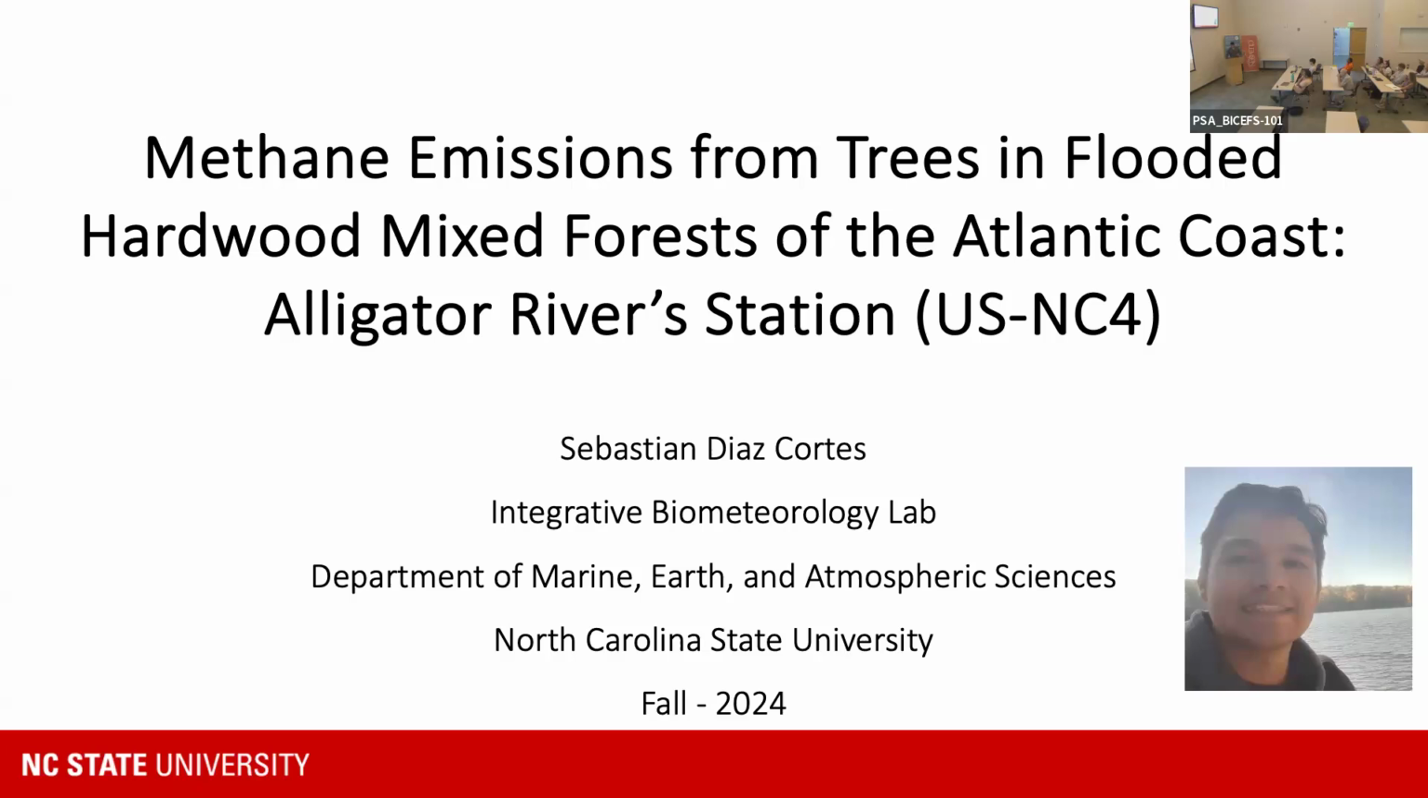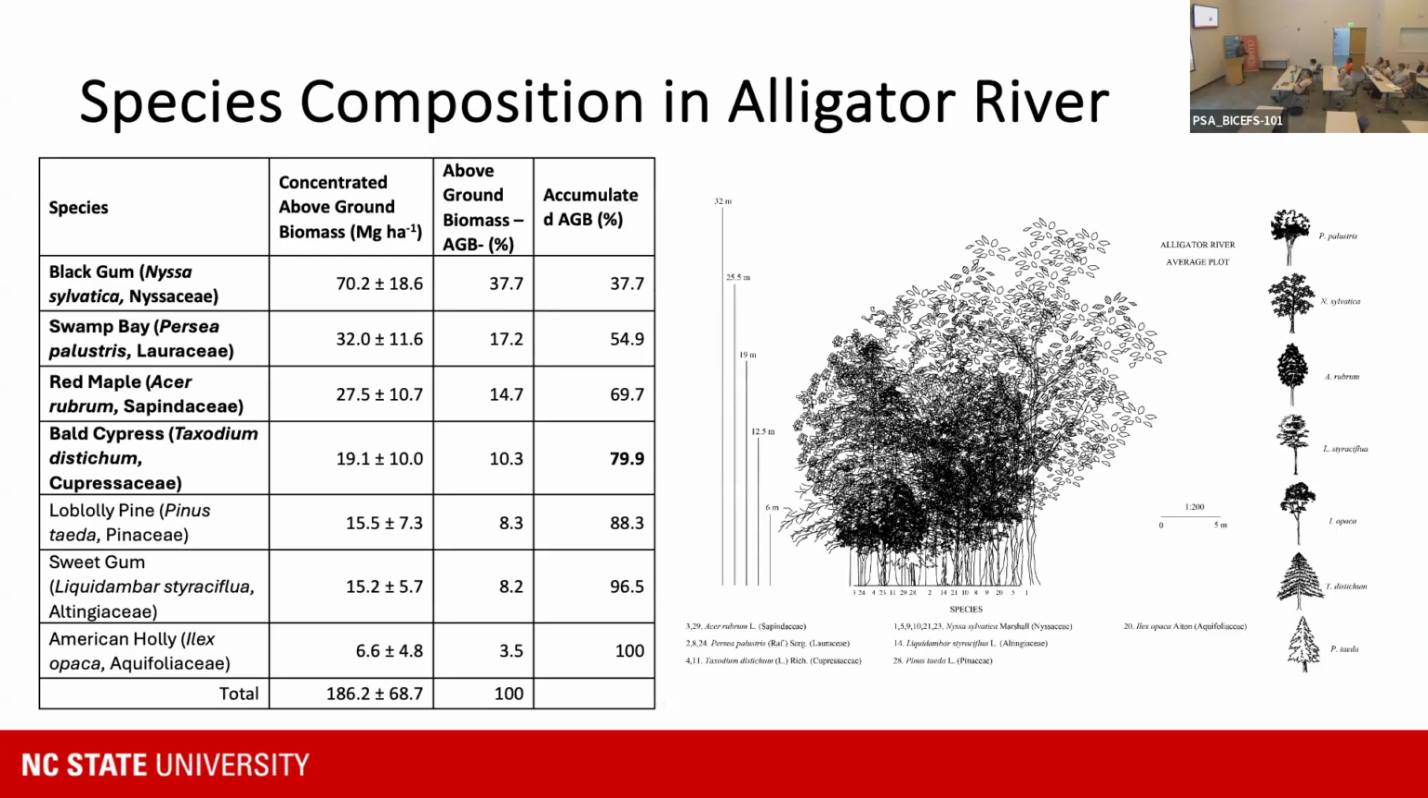So the first thing he did was to look at the forest composition and create these vertical profiles of the forest species there. From those permanent plots, we know that the most abundant species is the black gum, followed by the swamp bay, then the red maple, and then the bald cypress. Together they comprise about 80% of all the biomass. So we're focusing mostly on these four species.